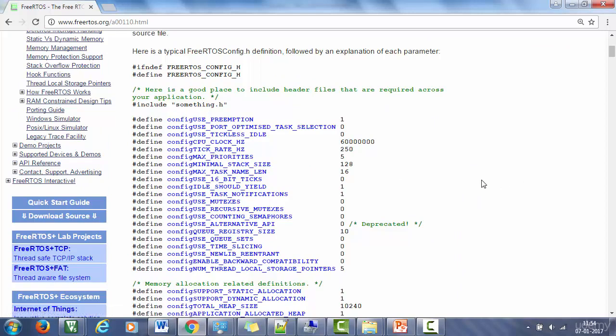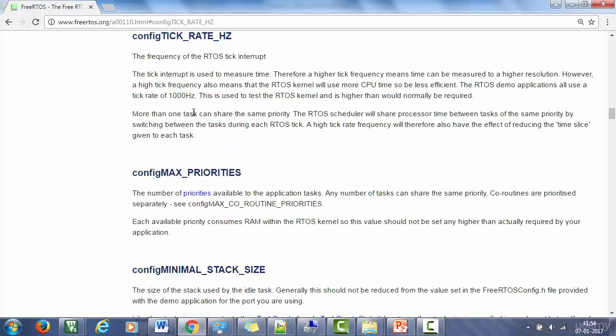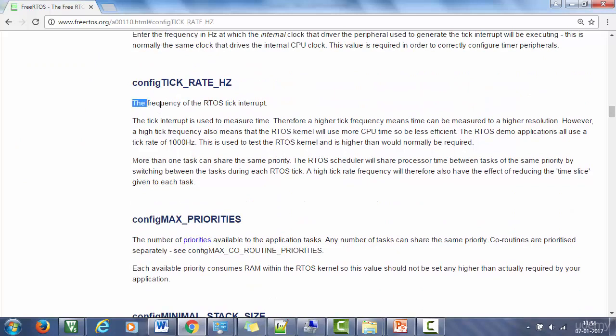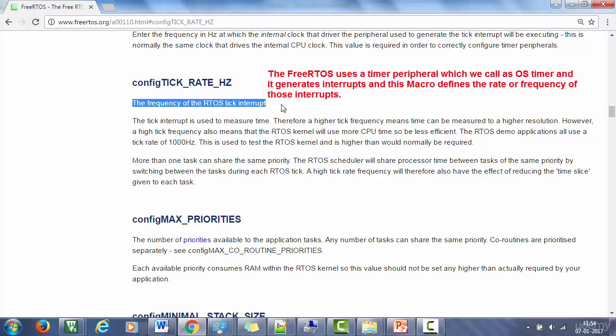So first, let's explore the macro configTICK_RATE_HZ. This macro is the frequency of the RTOS tick interrupt. The documentation says that this is the frequency of the RTOS tick interrupt. So what we can make out of this sentence is that the RTOS uses a timer peripheral to generate the interrupt that we call the kernel tick interrupt, and this macro defines its frequency. That's it.